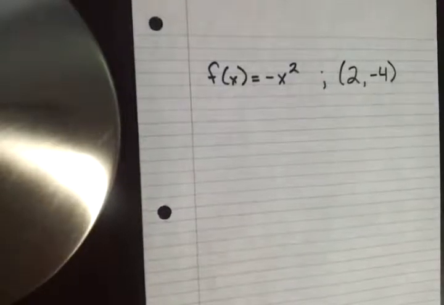Okay, let's take a look at homework number 4, question number 8. What they're asking us here is to use the definition of the derivative to find the slope m of the tangent line to the graph of the function f of x equals negative x squared at the point 2, negative 4, and then to determine an equation of the tangent line.